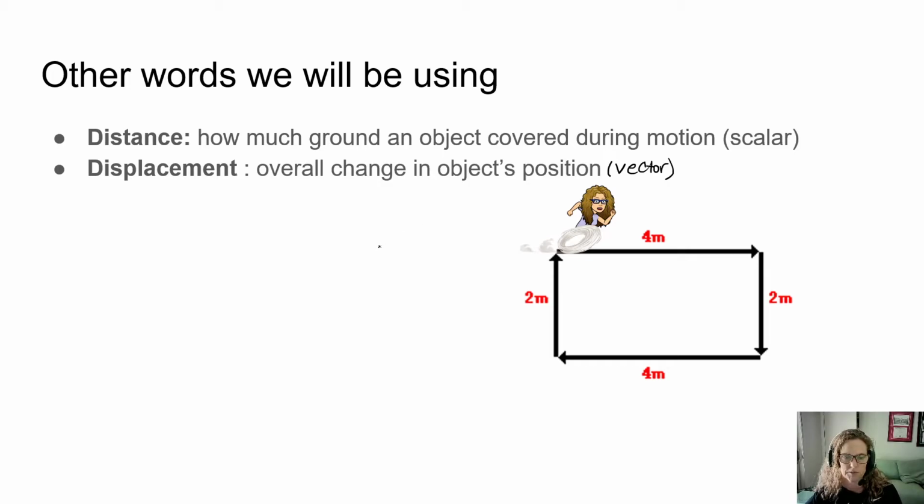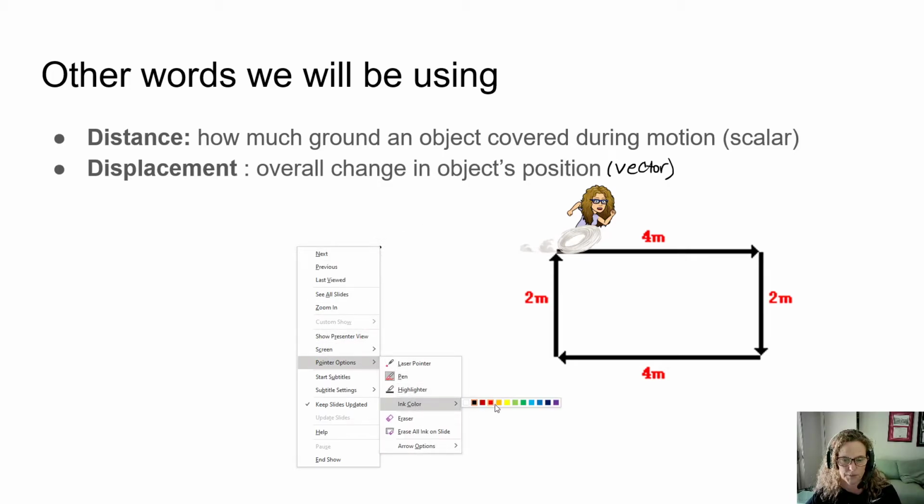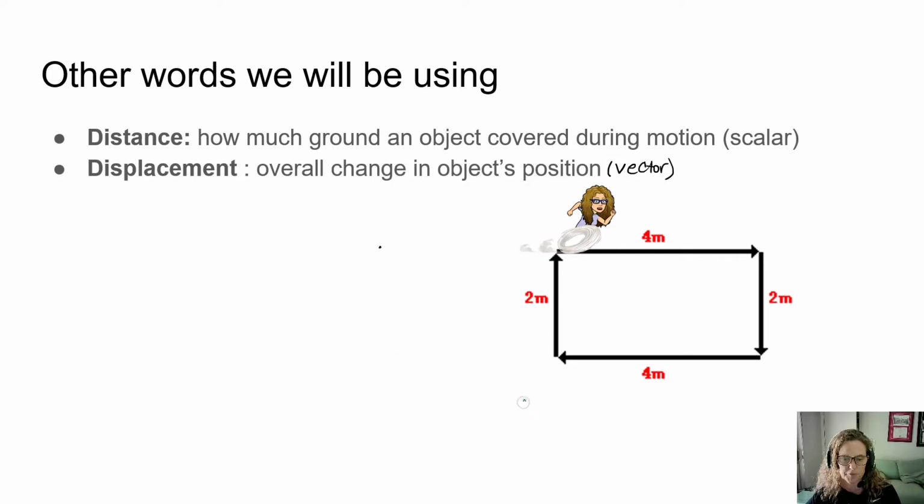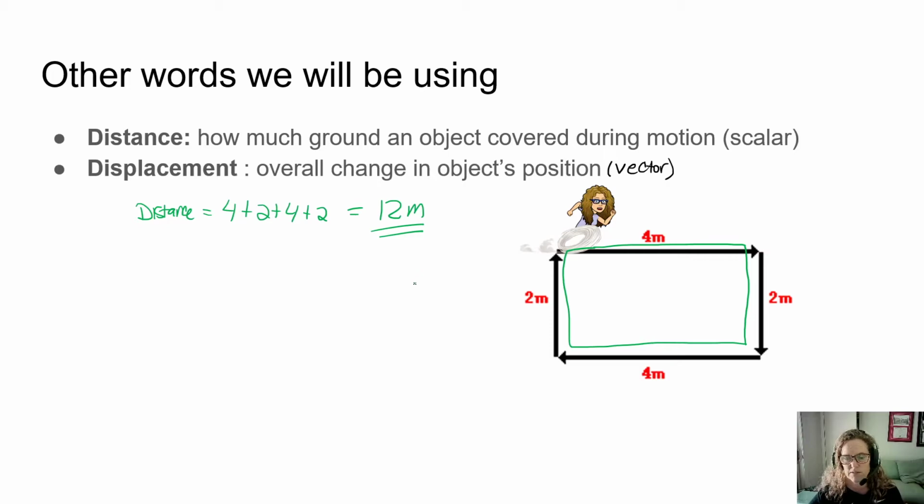So if we look at Miss Miceli here running around and we look at her movement, she went 4 meters to the right, then she went 2 meters down, 4 meters to the left, and 2 meters back up. So her total distance was 4 meters plus 2 meters plus 4 meters plus 2 meters. So the whole thing added up was 12 meters. No direction, just a distance.